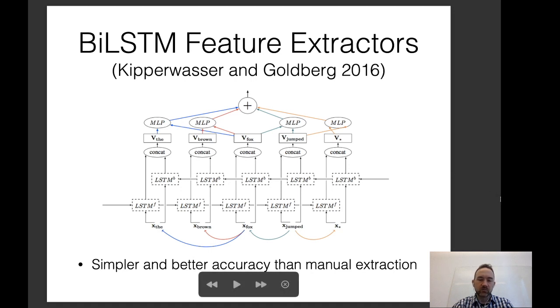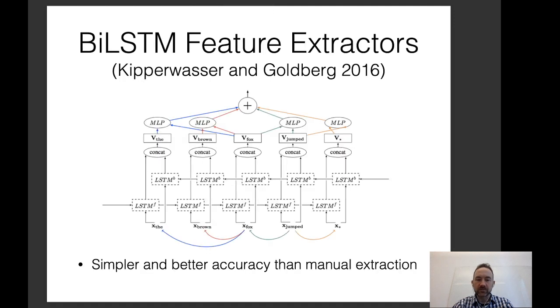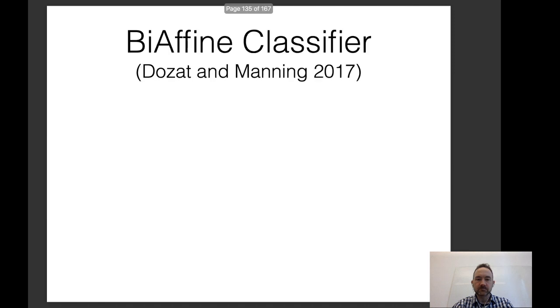And one way we could do this is with a bidirectional LSTM model. So then the question becomes, once we've extracted the features, how do we get scores from them?